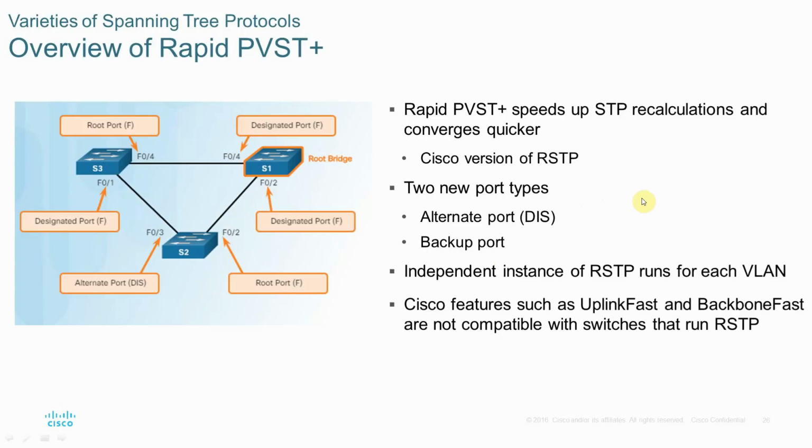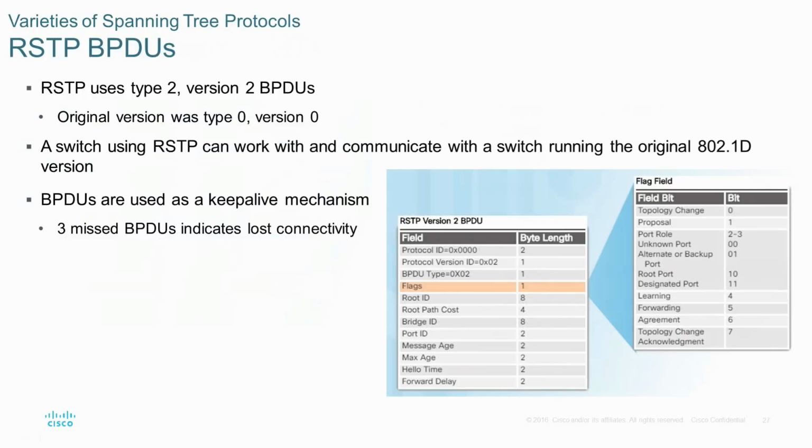An independent instance of RSTP runs for each VLAN. If it is using rapid PVST, a different instance of spanning tree is running on the switch for each VLAN. Cisco features such as UplinkFast and BackboneFast are not compatible with switches that run RSTP. So keep this in mind.